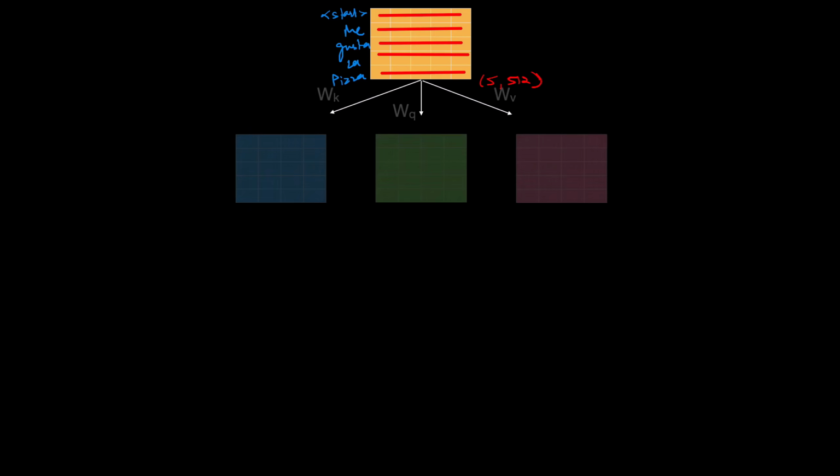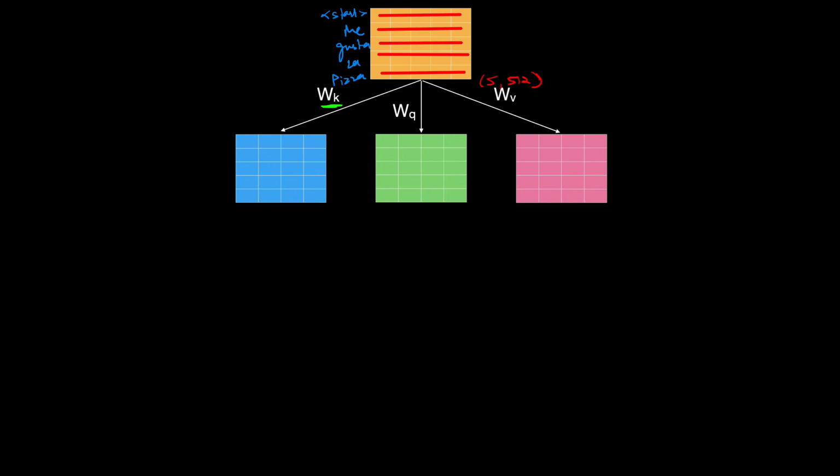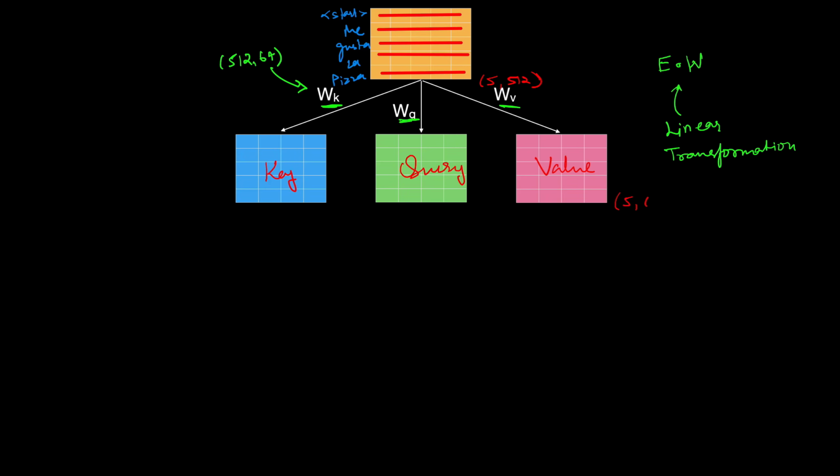Now we will multiply this input with 3 weight matrices, WK, WQ and WV, each of size 512 by 64. This multiplication of the input embedding with a weight matrix is known as linear transformation. This linear transformation step is going to produce the key, query and value matrices. Because the input is of size 5 by 512 and is multiplied with a weight matrix of size 512 by 64, the result is 5 by 64.